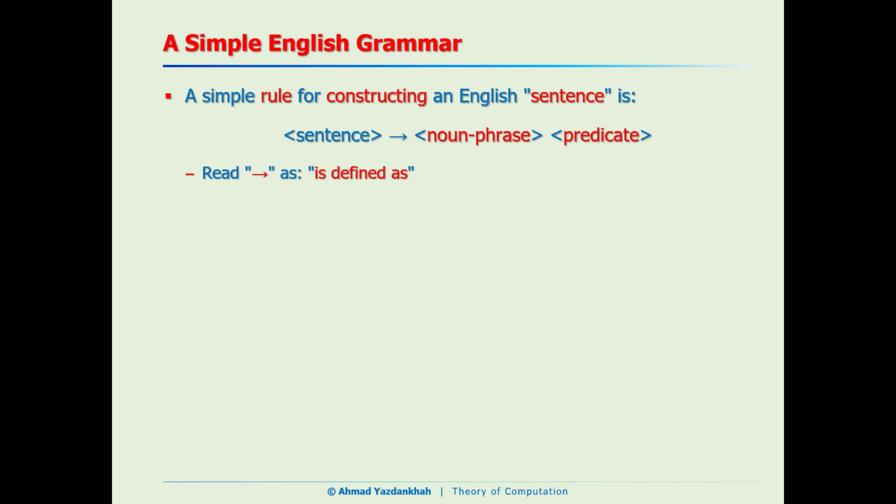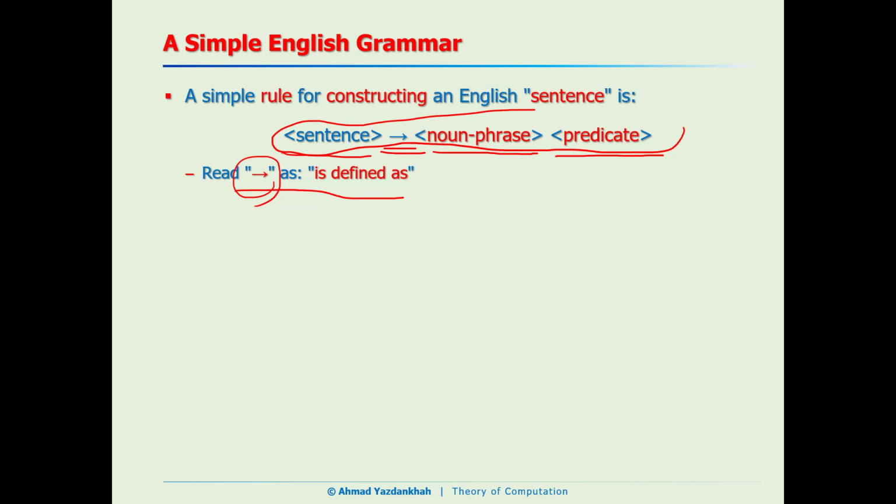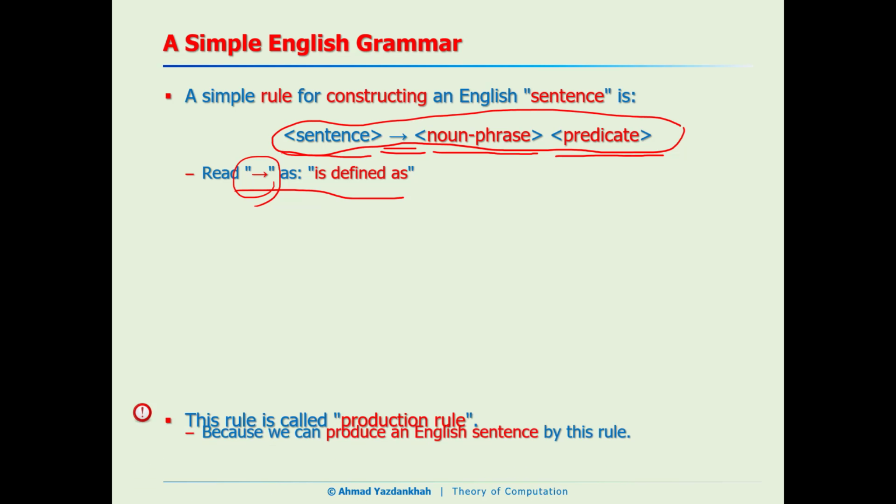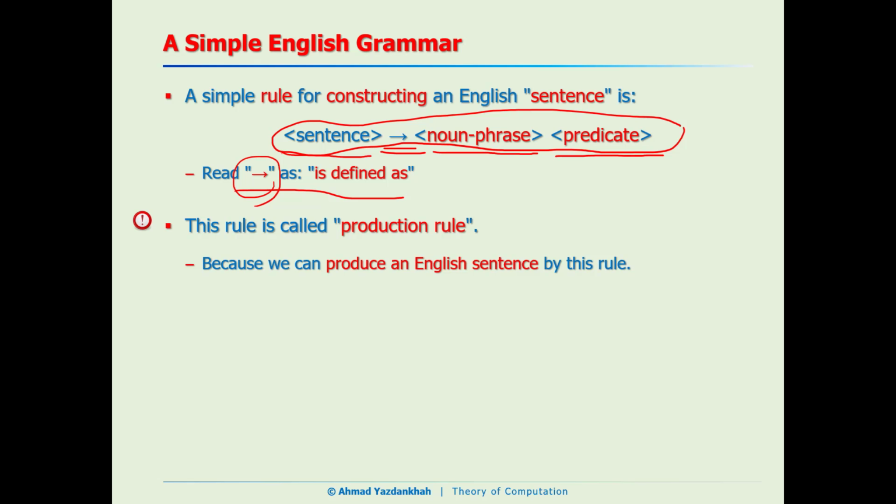All right, how can we make a sentence? A sentence is defined as, yeah, we will be using this symbol for "is defined as." A sentence is defined as a noun phrase followed by a predicate. This is called a production rule because it produces an English sentence. But wait a minute, we have a problem here.